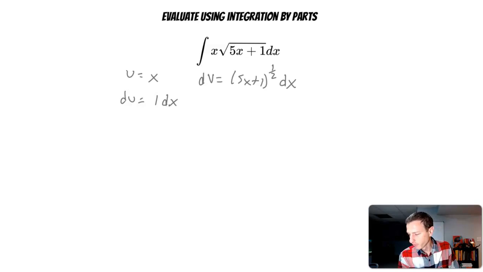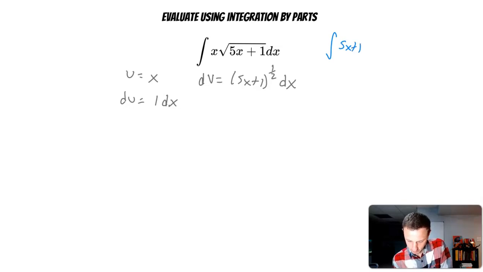And then the integral of dv, so this is where this problem gets a little bit messy, and not just in this spot right here, but there's going to be quite a few integrals that we're going to be taking. So I'm going to do this off to the side. So I'm going to take the integral of 5x plus 1 to the 1/2 dx.